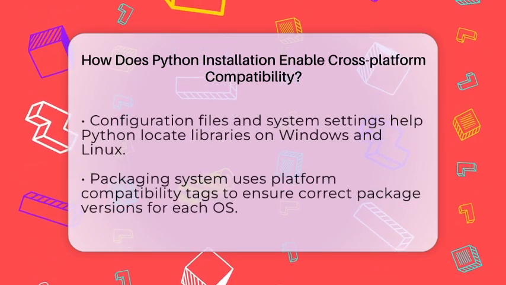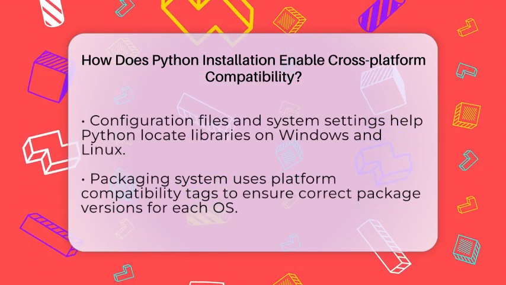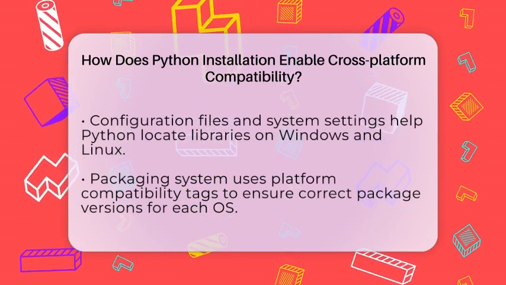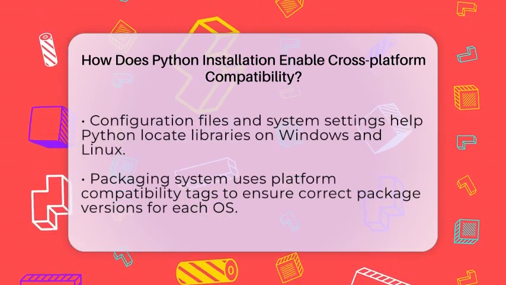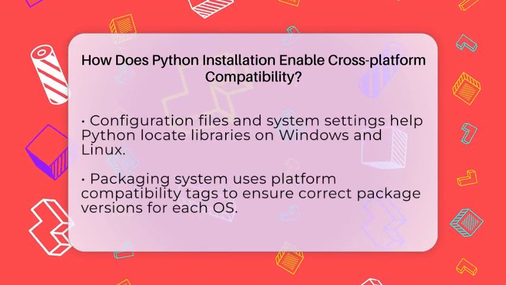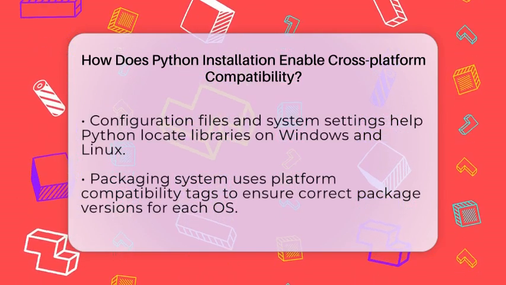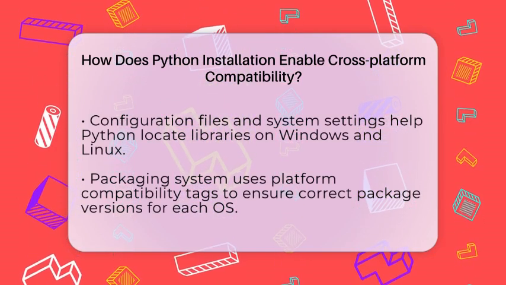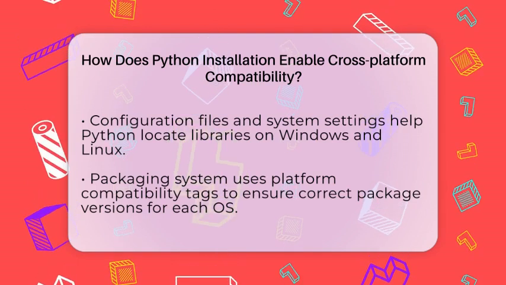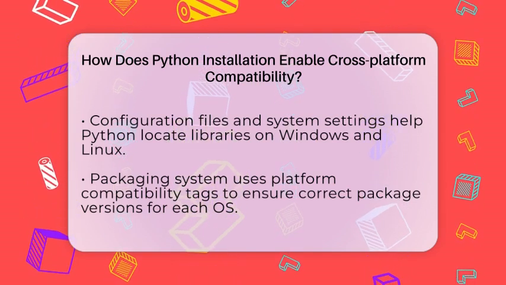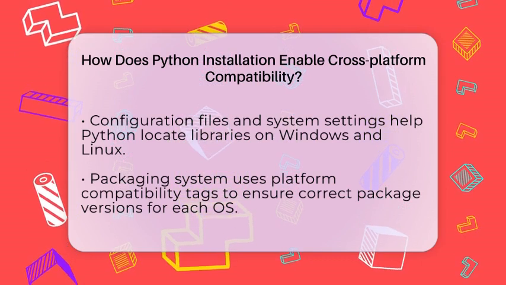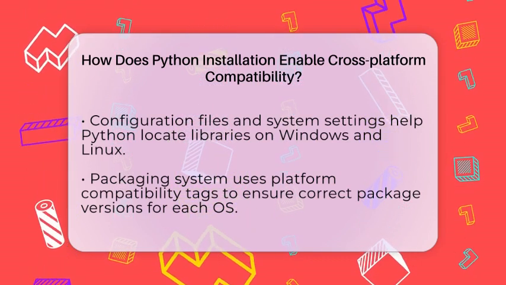It manages platform-specific details internally, like paths and dependencies, so you don't have to worry about them. For example, on Windows, Python uses configuration files and registry settings to find its libraries. On Linux, it relies on standard file system locations. These internal mechanisms make sure your code runs smoothly everywhere.